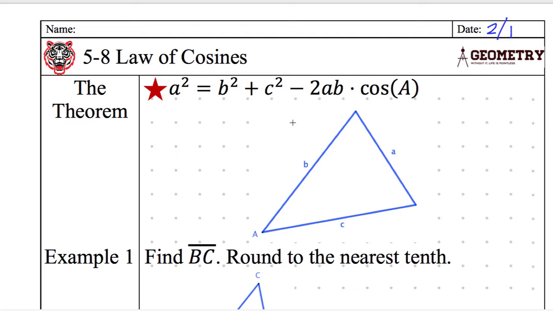Today is Law of Cosines. Yesterday, 5-7 was Law of Sines. Today we're only dealing with cosine, and it is a slightly harder formula. So let's see how fast we can get through this and make sure that we understand still.